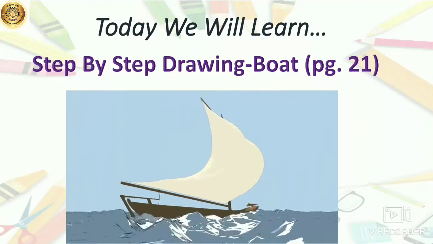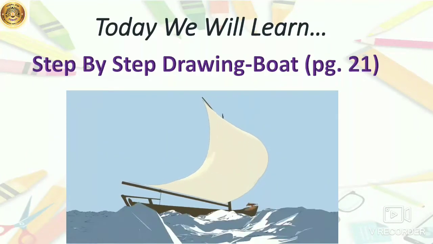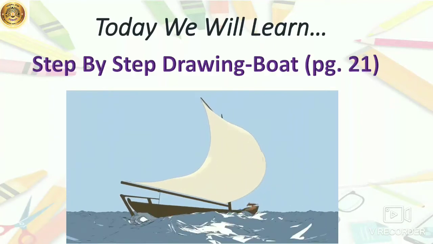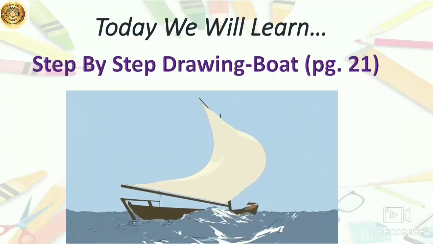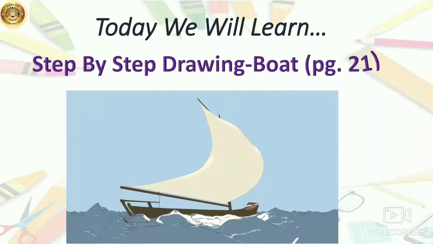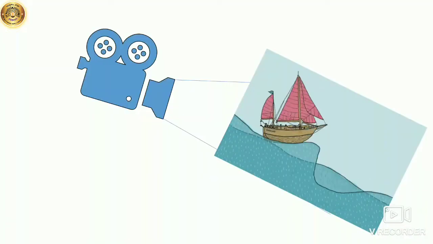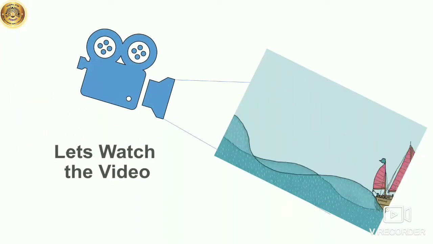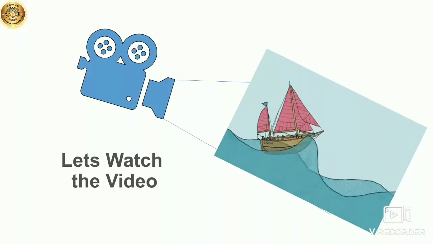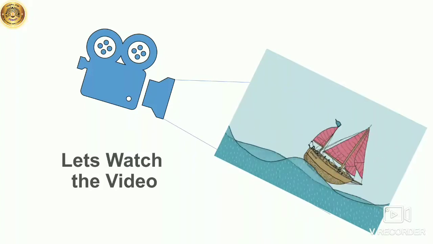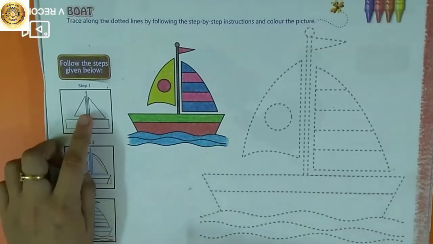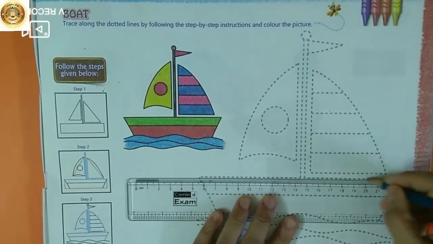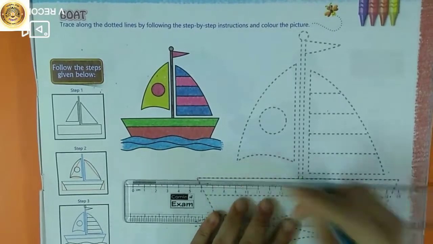So today we will learn step-by-step drawing of a boat on page number 2 in your art book, which is a type of a sailboat. So, let's watch the video and learn to draw a boat by the step-by-step method. Look here, we will draw the boat step by step as shown on the left side.